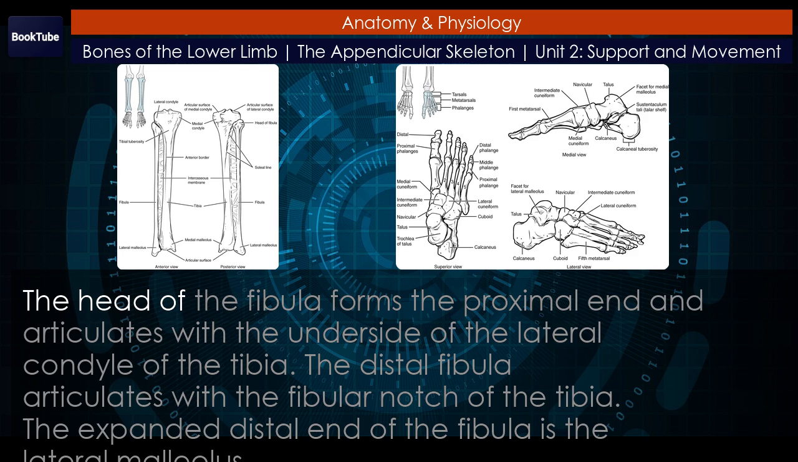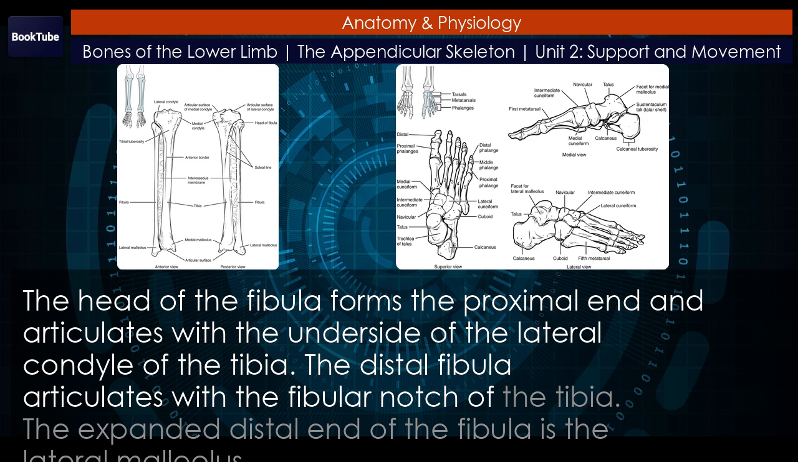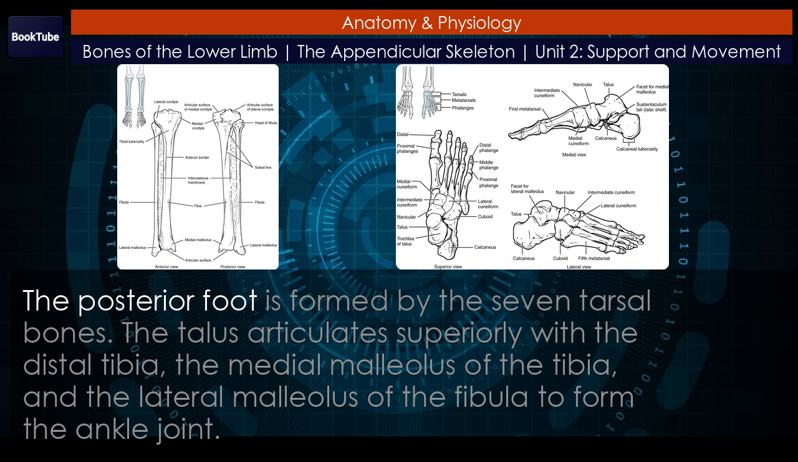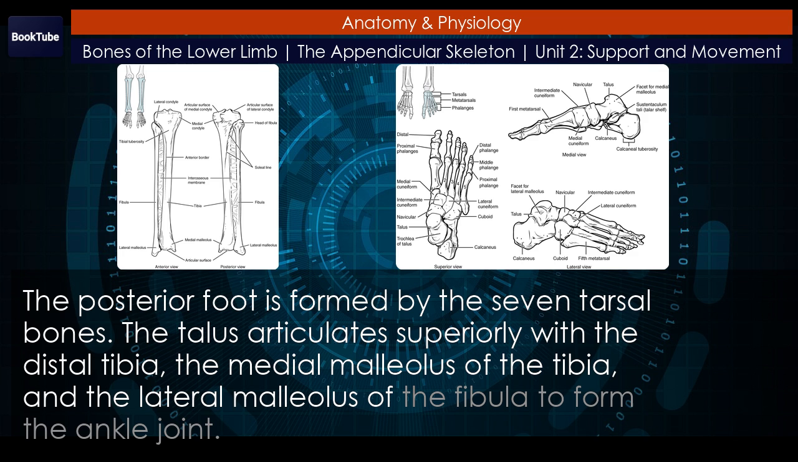The head of the fibula forms the proximal end and articulates with the underside of the lateral condyle of the tibia. The distal fibula articulates with the fibular notch of the tibia. The expanded distal end of the fibula is the lateral malleolus. The posterior foot is formed by the 7 tarsal bones. The talus articulates superiorly with the distal tibia, the medial malleolus of the tibia, and the lateral malleolus of the fibula to form the ankle joint.